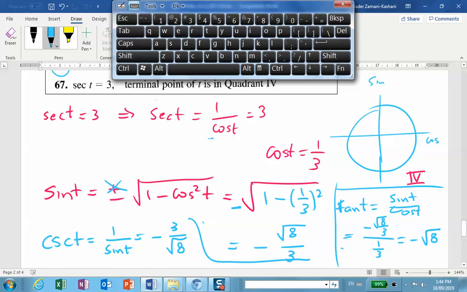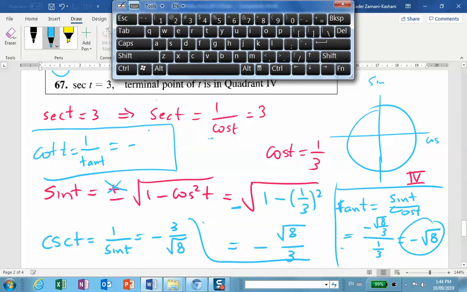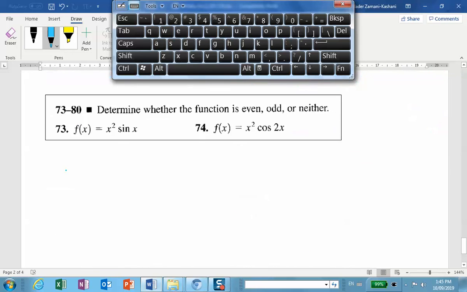And cotangent is the opposite of that. So let me write it in this corner. Cotangent of t is 1 over tangent of t, and that is the reciprocal of that. Opposite means reverse, the reciprocal. And that will take care of this problem. Last one, very simple.